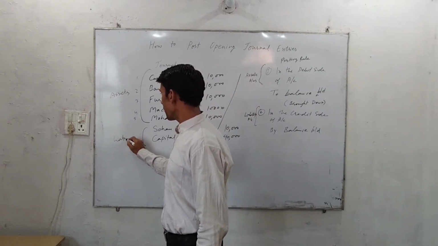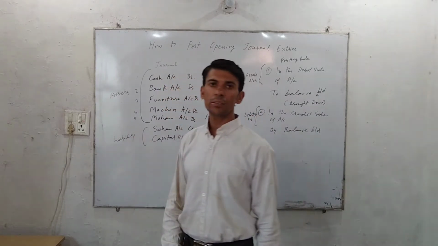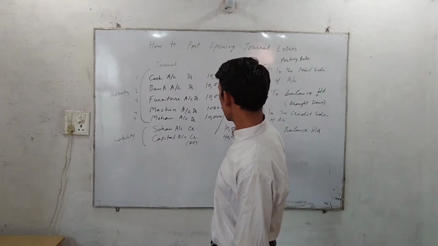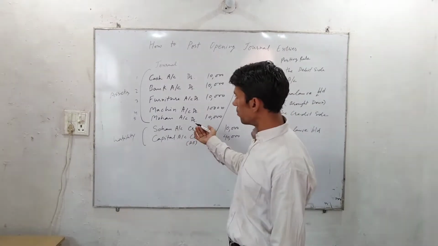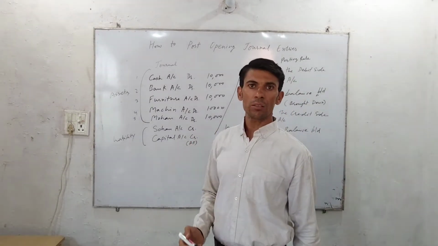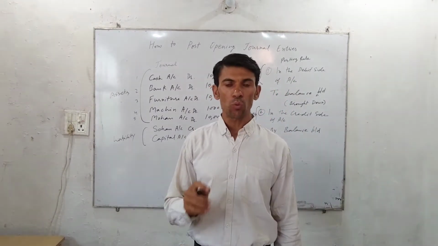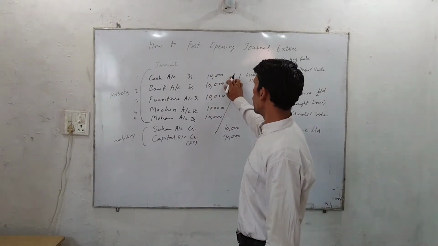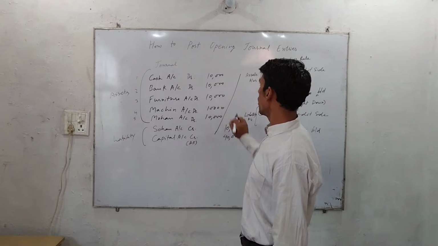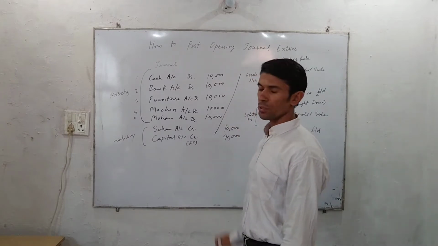And 2 accounts are liabilities, and their accounts will be credited. Okay, 10,000 is our loan account, or we took goods on credit from Sohan, so that is our liability. 1, 2, 3, 4, 5. And this is also 50,000.